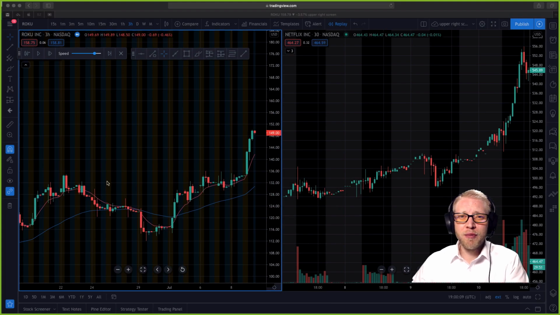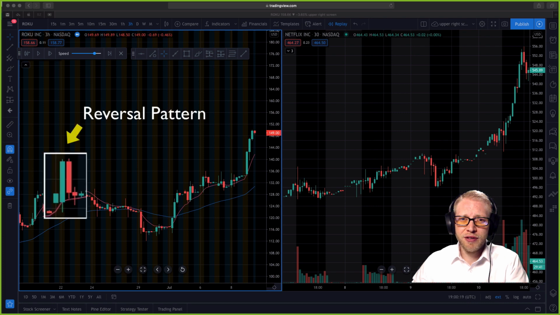Now, first and foremost, what we're doing is we're breaking down the Roku chart. Roku is a favorite ticker of mine to trade, and the first thing that I recognize when I'm looking at this chart is this reversal pattern right here.